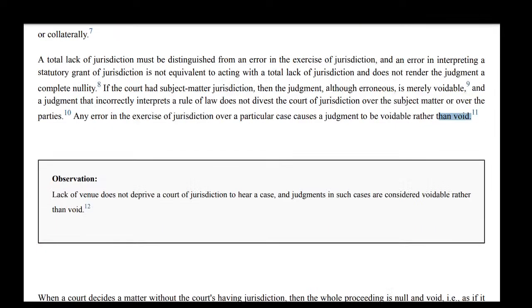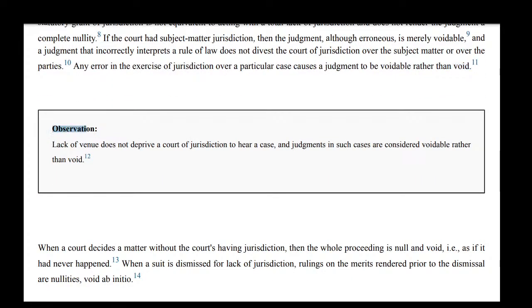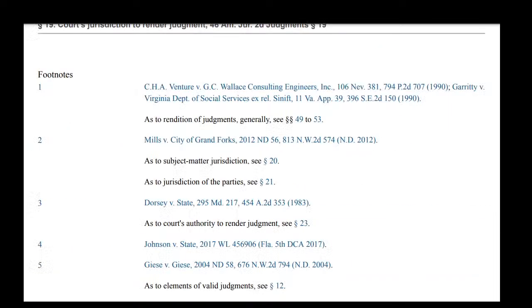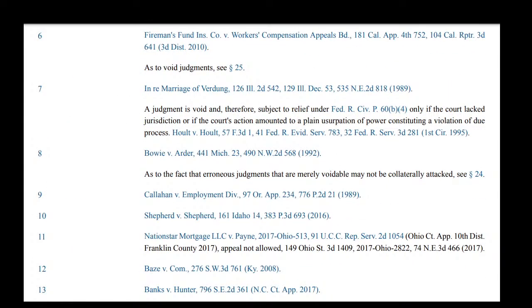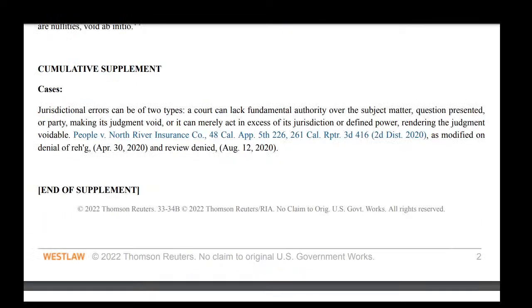Okay, so here's our observation. Lack of venue does not deprive a court of jurisdiction to hear a case. Oh, I've heard this one before. And judgments in such cases are considered voidable rather than void. That's footnote 12. Let's see if I'm familiar with this one. Kentucky, 2008. Bays versus the Commonwealth.